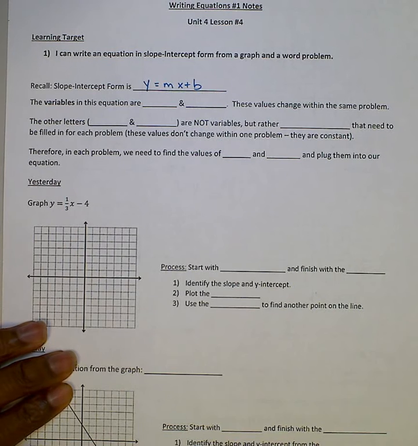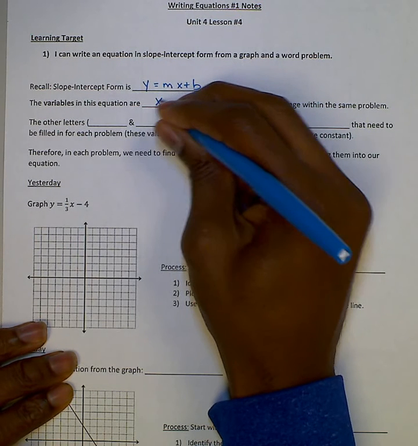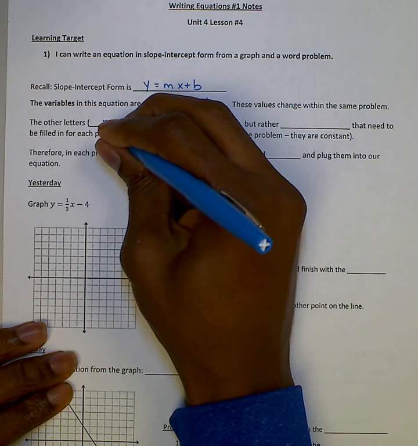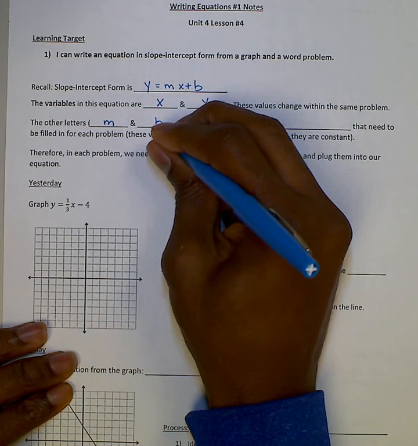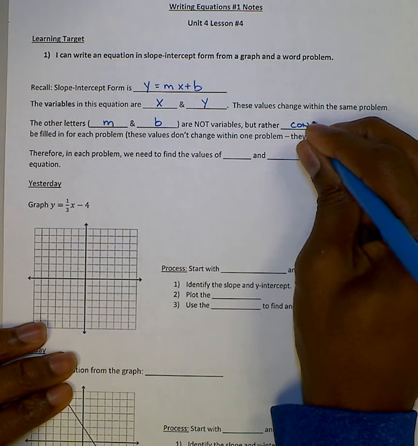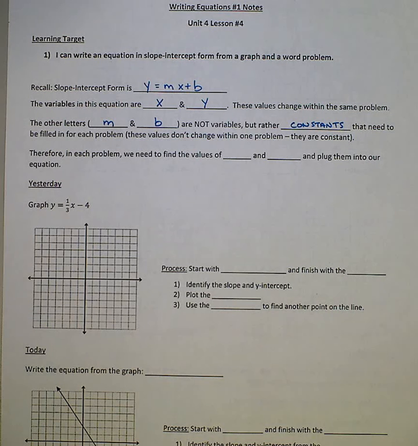The variables in the equation are x and y. These values change within the same problem. The other letters, m and b, are not variables. They are constants, because they don't change. They need to be filled in for each problem, and these values don't change within one problem. That's why I call them constants. You can just think of them as numbers that stay the same.